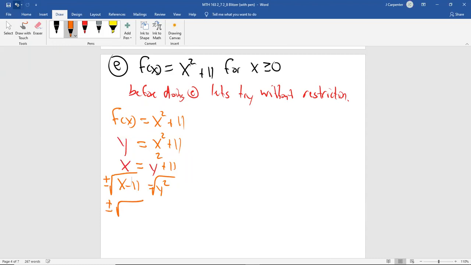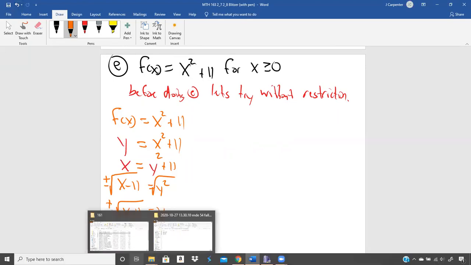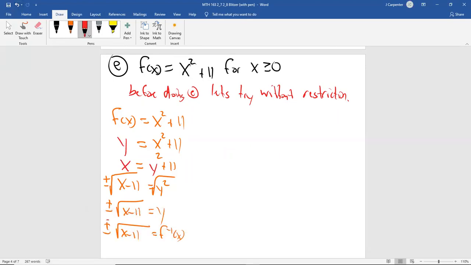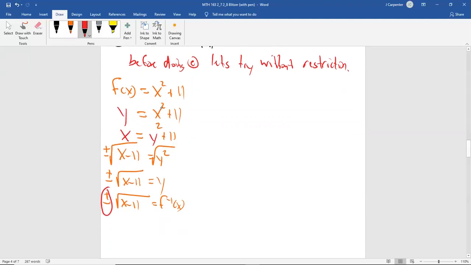So we get plus or minus the square root of x minus 11 equals y, and then we switch to function notation. And we say that f inverse of x is equal to plus or minus the square root of x minus 11. And this right here, this plus or minus, means this is not a function.